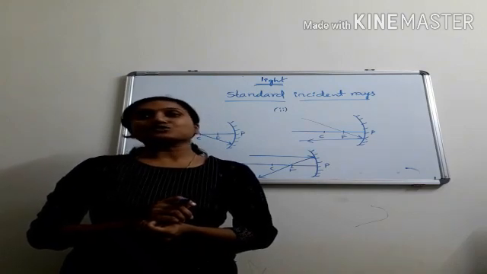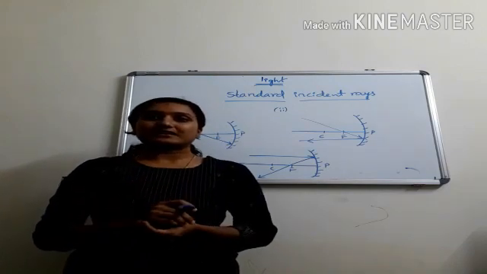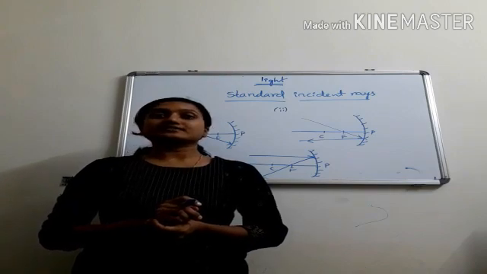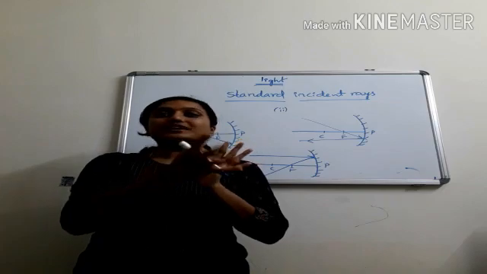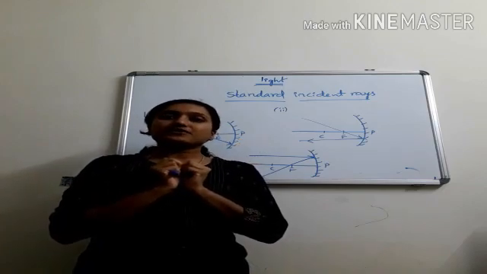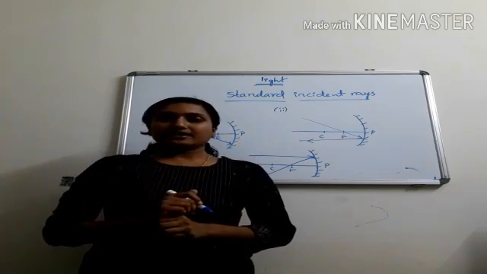Reflection occurs through one surface, that means mirrors. Refraction occurs through two surfaces, that means lens. Refraction requires two media. In case of reflection, only one medium is enough.